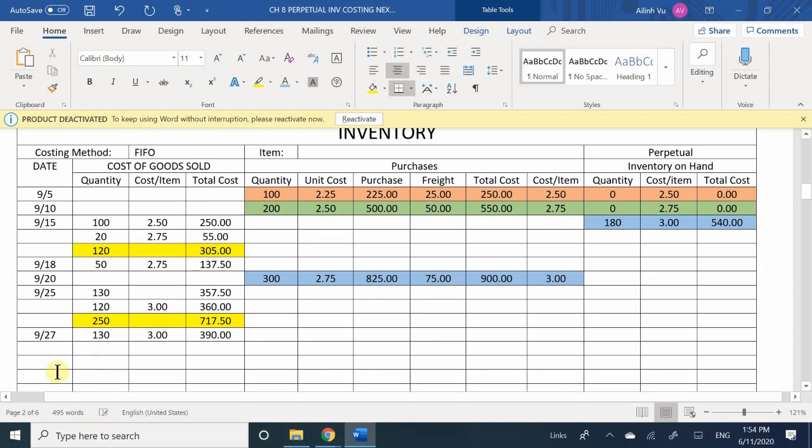Good. Now we can subtract it from here. What is 180 minus 130? 50 remaining. And what is 540 minus 390? 150. Just to double check our measures, if we take 150 and divide that by 50, it should be $3. So at least we know that's correct.